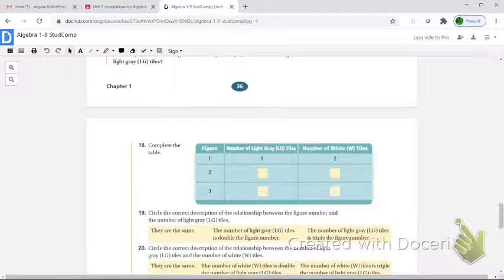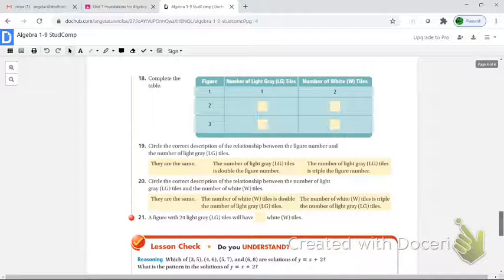Okay, so if we have one figure, we just have one of those square patterns, then there is 1 light gray and 2 white. If we have 2 figures, there will be 2 light gray, and there's going to be a total of 4 white. And then 3 light gray for figure 3, because there's 1 light gray in the center of every figure, and then there is going to be a total of 6 white. Okay, so there's our table.